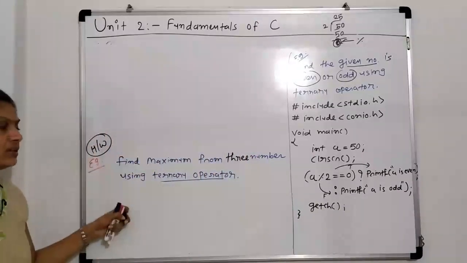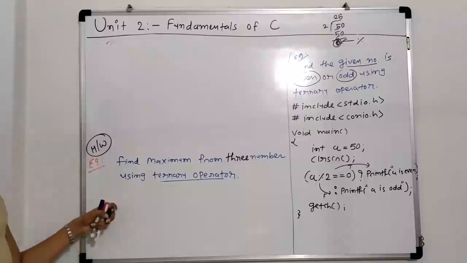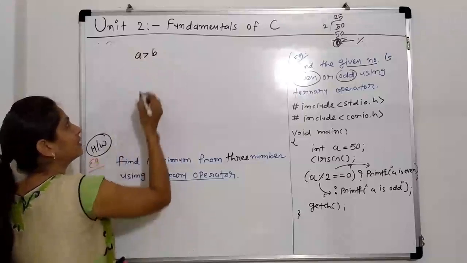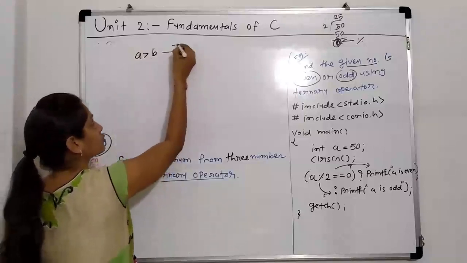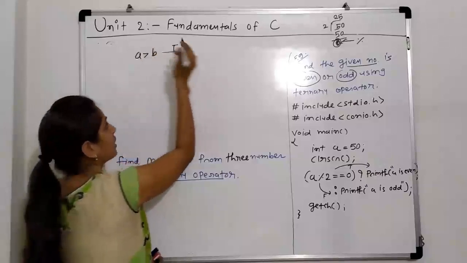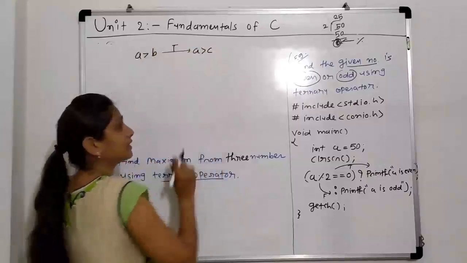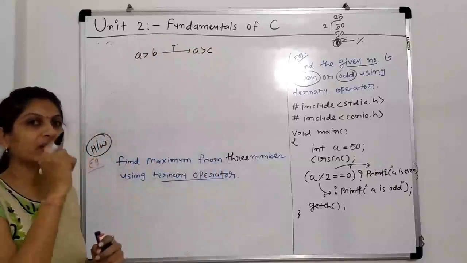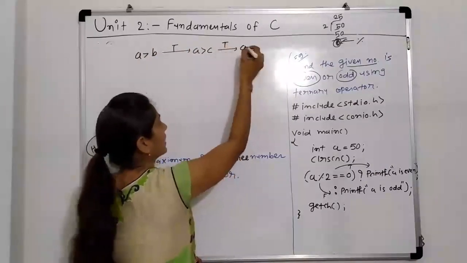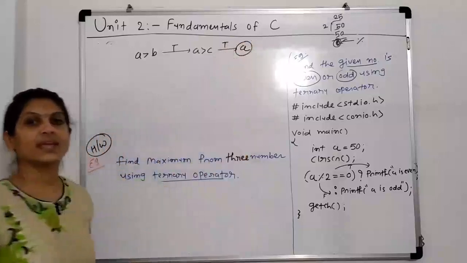I will give you a hint for that logic. First you have to check if a is greater than b. If this condition is true, that indicates a is bigger than b. Then you have to check if a is greater than c, so a is compared with c. And if it is again true, that indicates our answer is a. a is maximum.